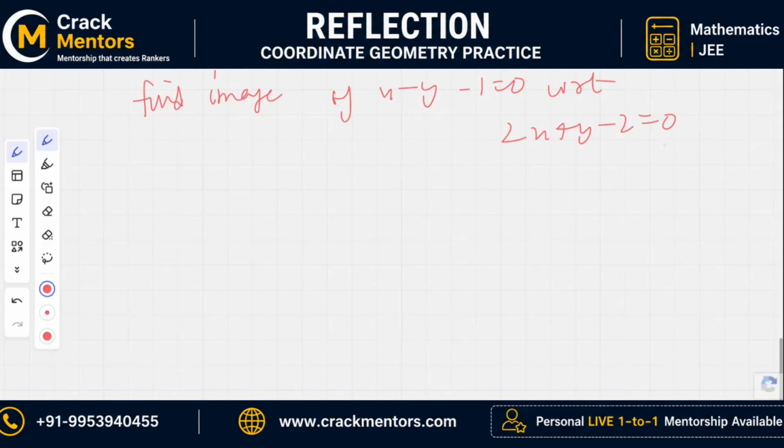Then x dash equals x1 minus 2a times (a x1 plus b y1 plus c) divided by a square plus b square. Here a is 2, so x1 minus 4 times (x1 plus y1 minus 2). Then x1 is 0, so minus 4 divided by 5.